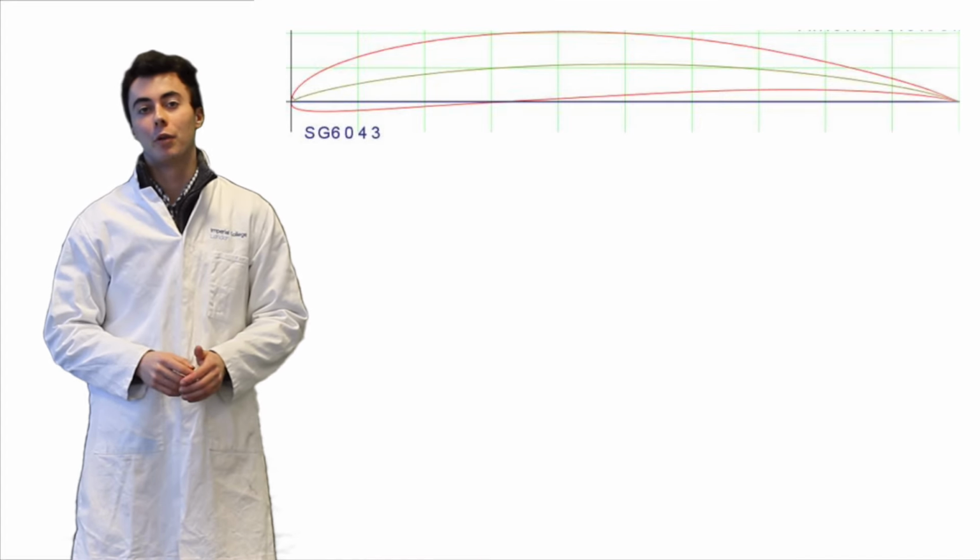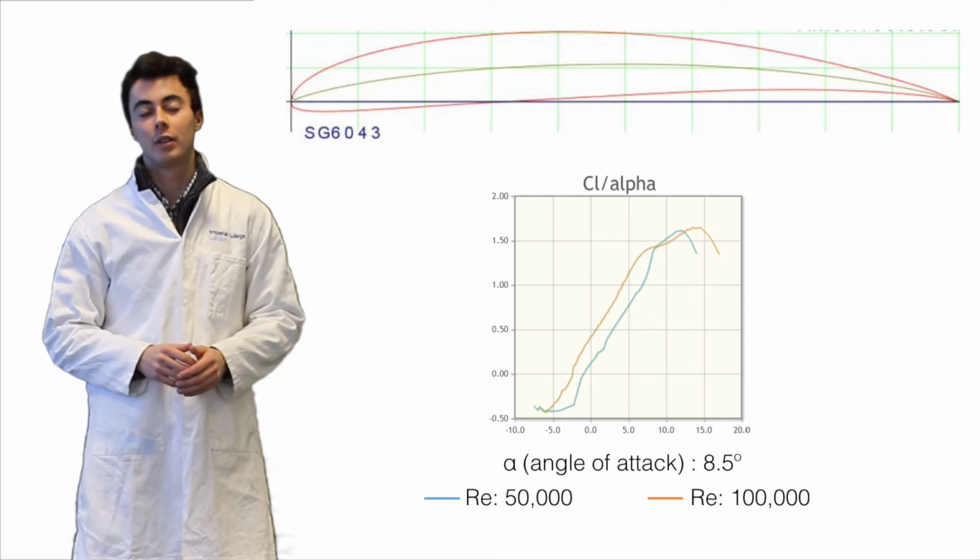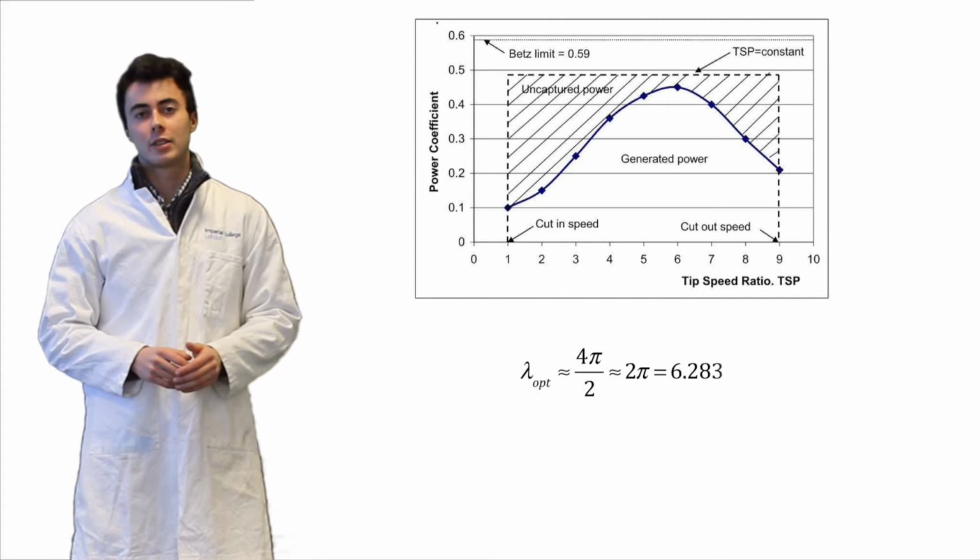The first part of the process involved selecting an airfoil. We needed an airfoil which had a high lift-to-drag ratio. In the end, we selected the SG6043. We also needed to choose a TSR.